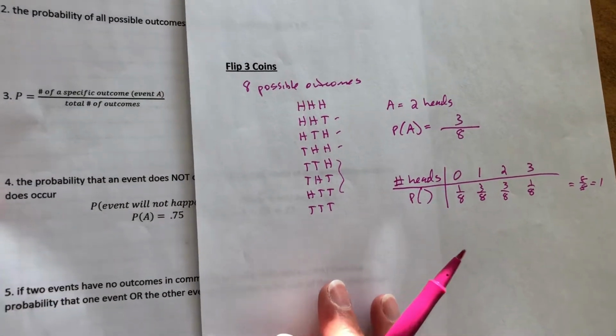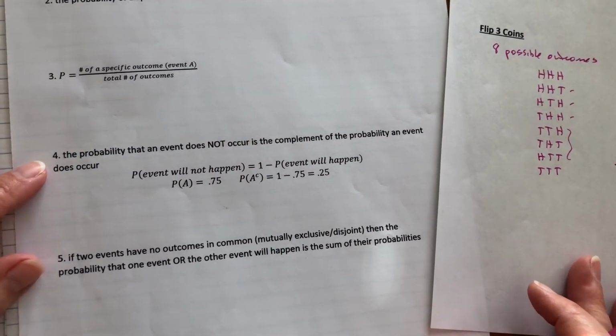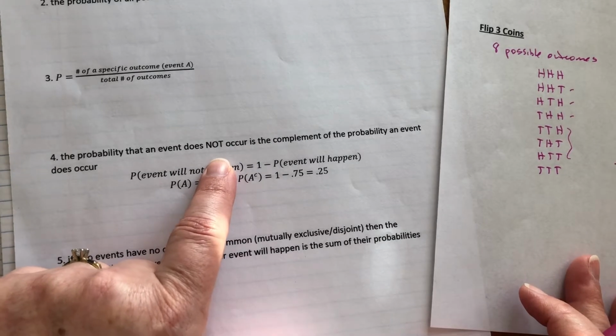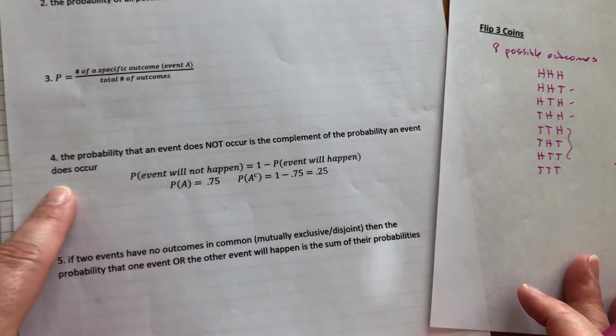Rule number 4 says the probability that an event does not occur is the complement of the probability that an event does occur.